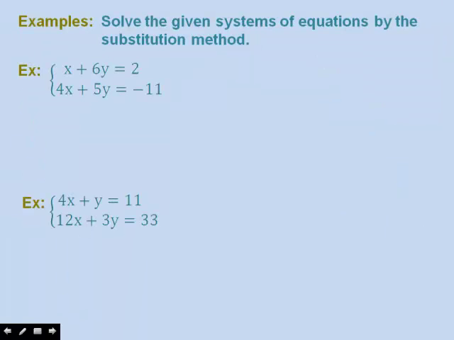Let's do some more examples. For this first example, in step 1, we want to solve one of the two equations for one of the variables. We want to do this the easiest way possible. So notice in this first equation, we just have an x here. That means it would be very easy to solve this first equation for x, because all we would have to do would be to subtract the 6y from both sides.